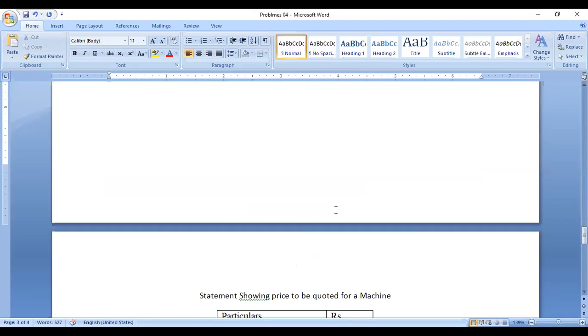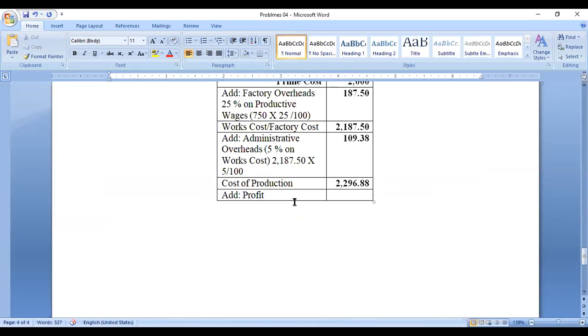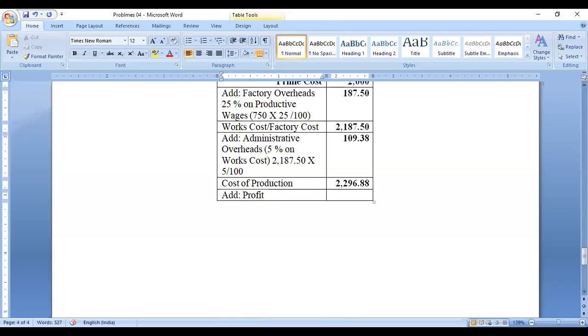So this is the same case. From the cost you have to calculate like this only. Now the cost amount is 2,296.88 divided by 100 minus 80, multiplied by 20. That amount you can get is 574.22. This is the profit. 20% on sales means this is the cost.